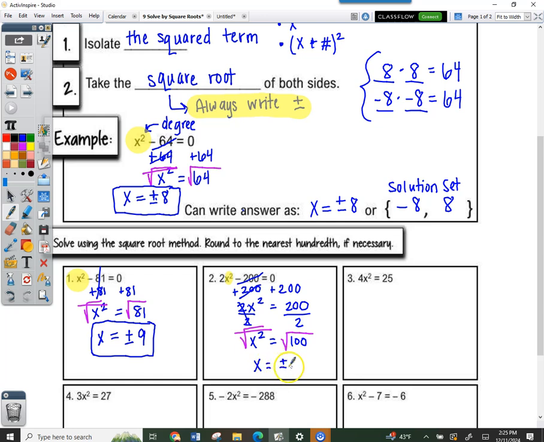Positive, negative 10. You know what I did? They get the exact same answer. I just square root 81. Yeah, you just have to remember positive, negative, because your calculator's not going to give you negative 9. No, all you have to do is square root 200. The square root of 200 is not 10.